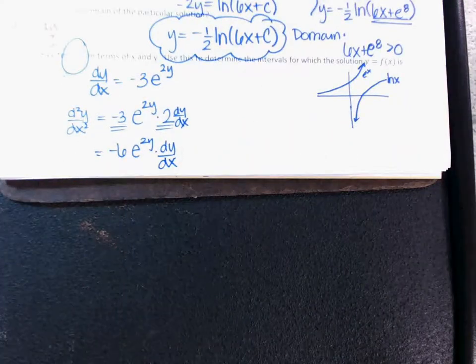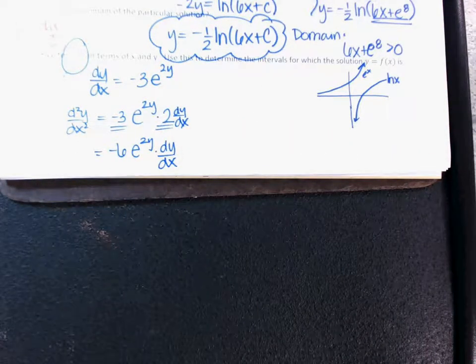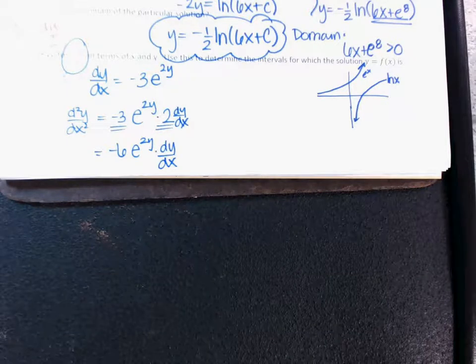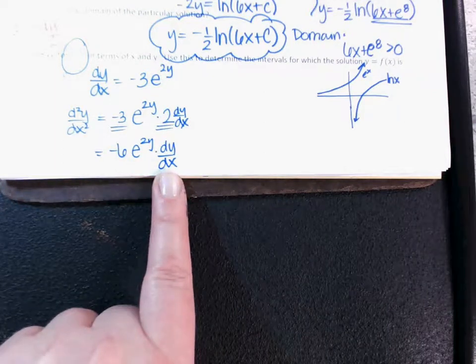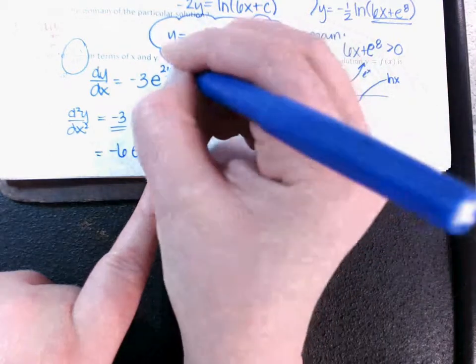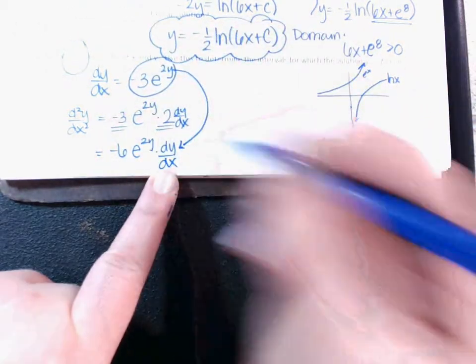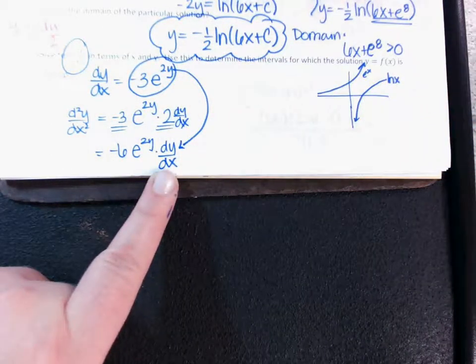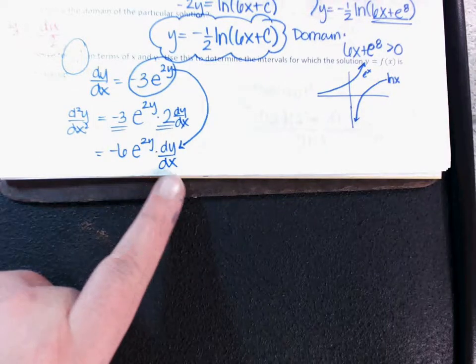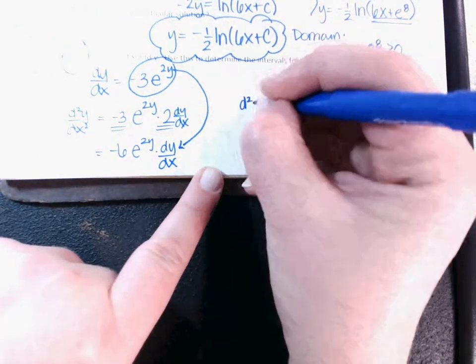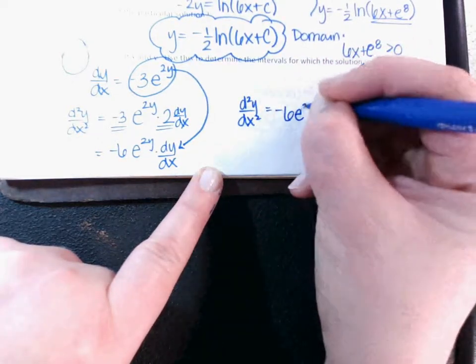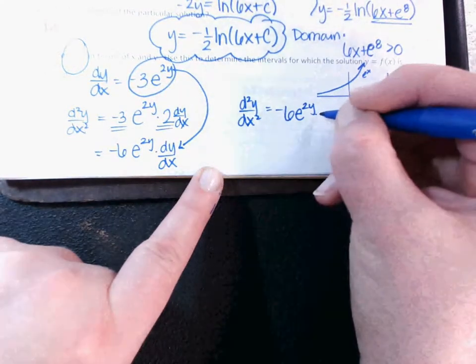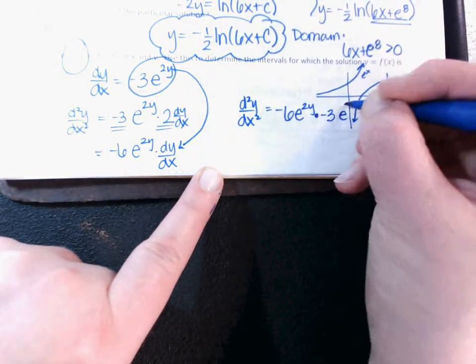Okay, now if you look at the second part of the question, it says to find the derivative in terms of x and y. Did we do that? Is that in terms of x and y? No. What do we need to do with dy/dx? Yep, you need to replace it with actual x's and y's. You can't have a dy/dx left over in your answer. So for my final answer here, I'd put d squared y/dx squared equals negative 6e to the 2y times negative 3e to the 2y.